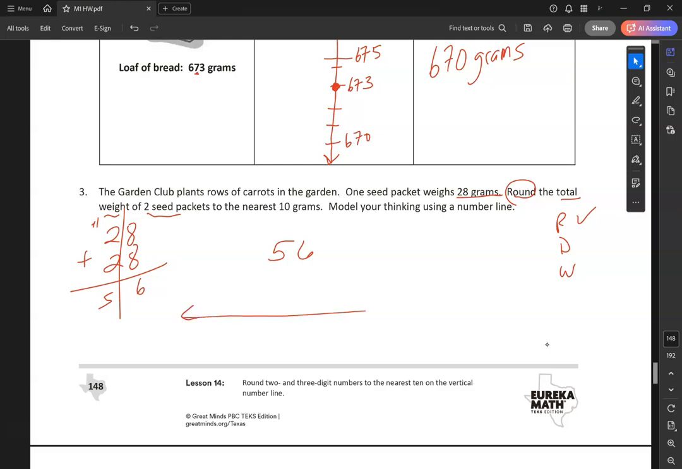So I'm going to make a number line. 56 is in between 50 and 60. My halfway would be 55. 56 would be here. So it would round to 60 because it is more than halfway on the number line. We drew our number line, wrote our answer, and we did it.